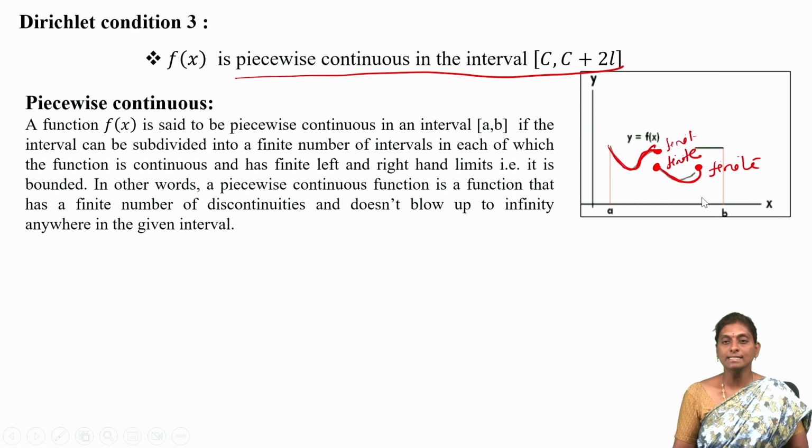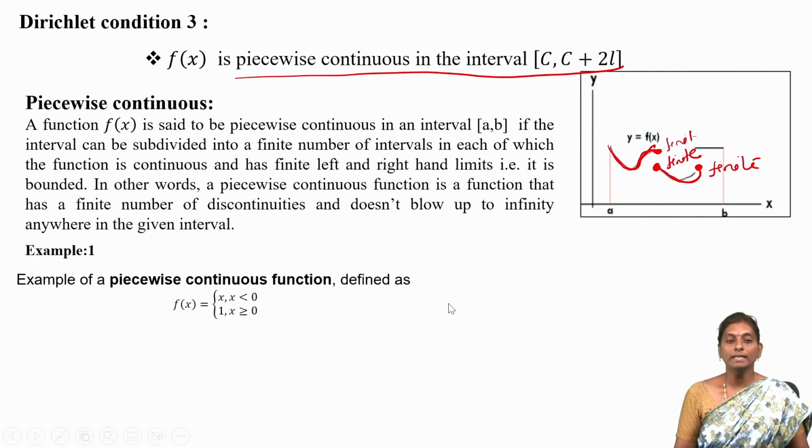If these conditions are satisfied, this function is called a piecewise continuous function. Once again, each piece must be a continuous function and have finite left and right hand limits. Finite left and right hand limits. If these two conditions are satisfied, this function is called piecewise continuous.